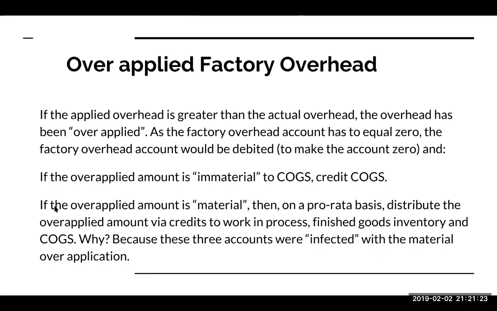And if the over applied amount is immaterial to cost of goods sold, we go ahead and just credit cost of goods sold. If the over-applied amount is material, then what we're going to do on a pro rata basis is distribute the over-applied amount via credits to work in process, finished goods, and cost of goods sold. Why? Because these three accounts were infected with the material over application.